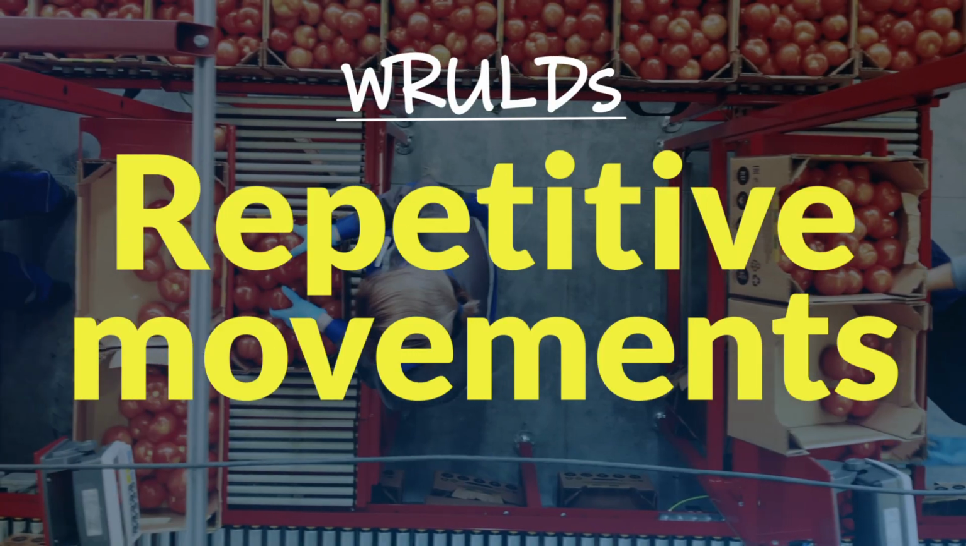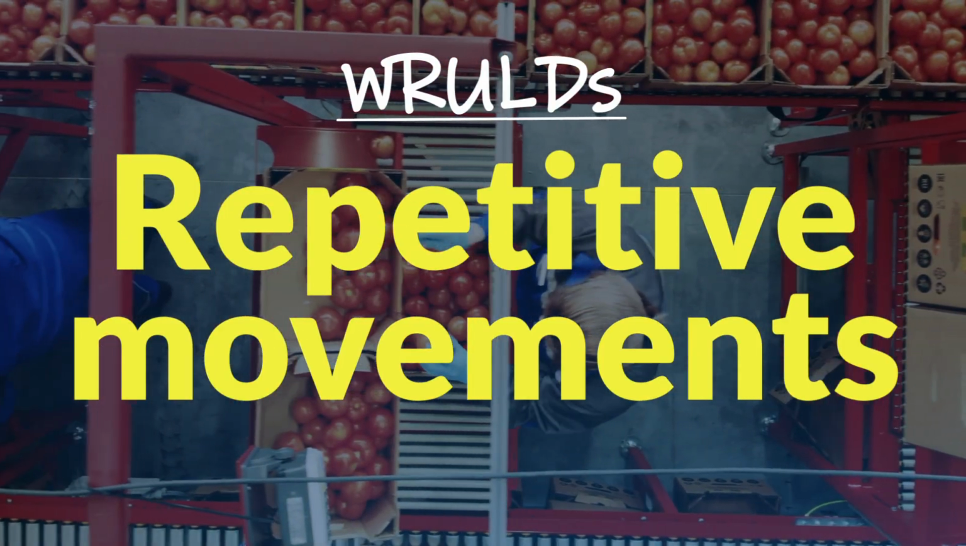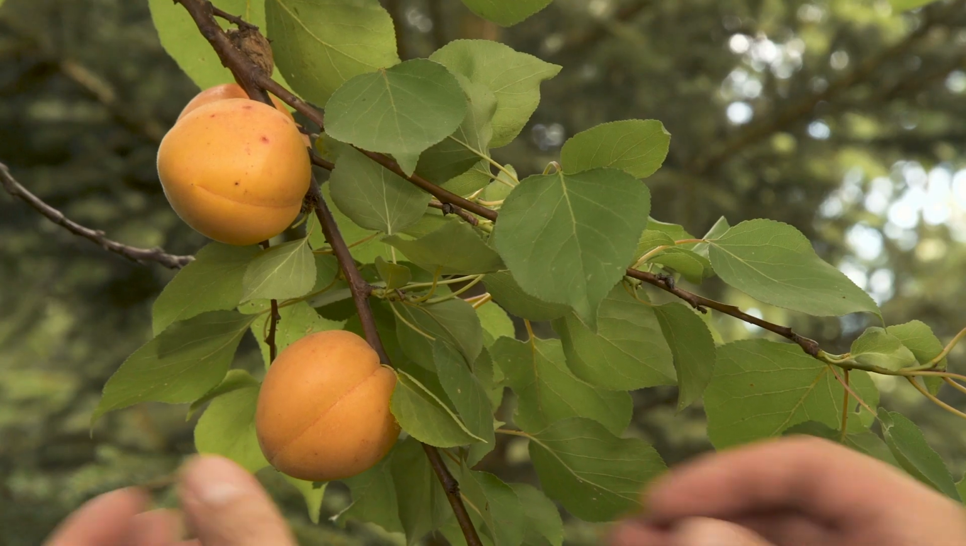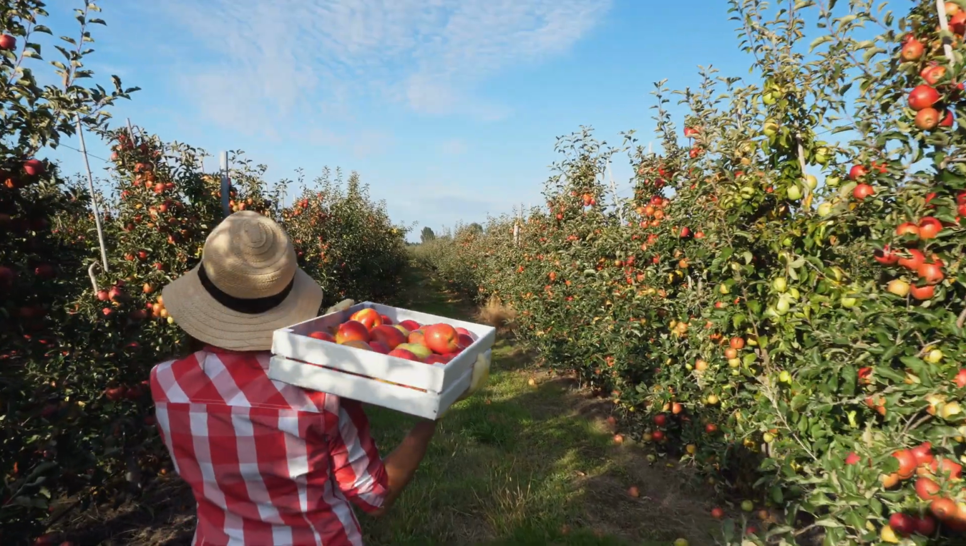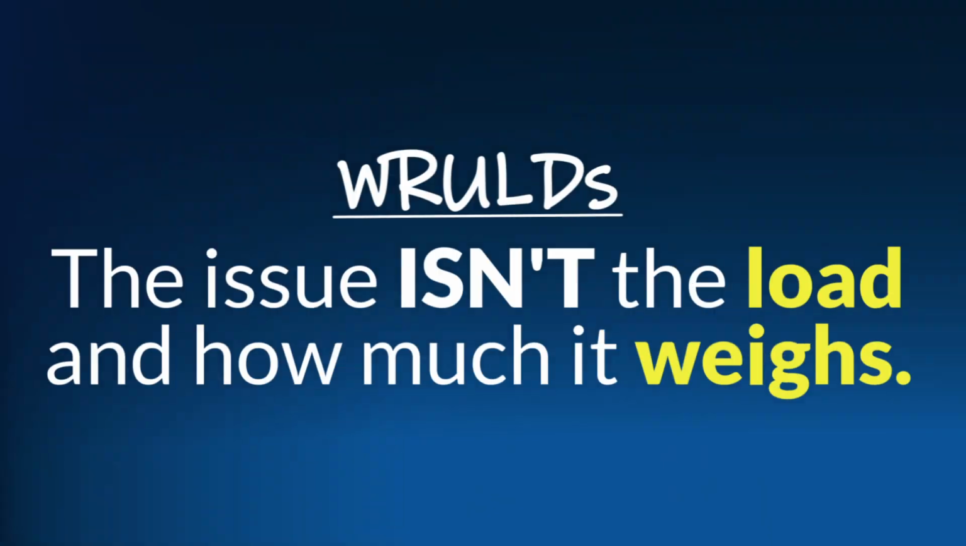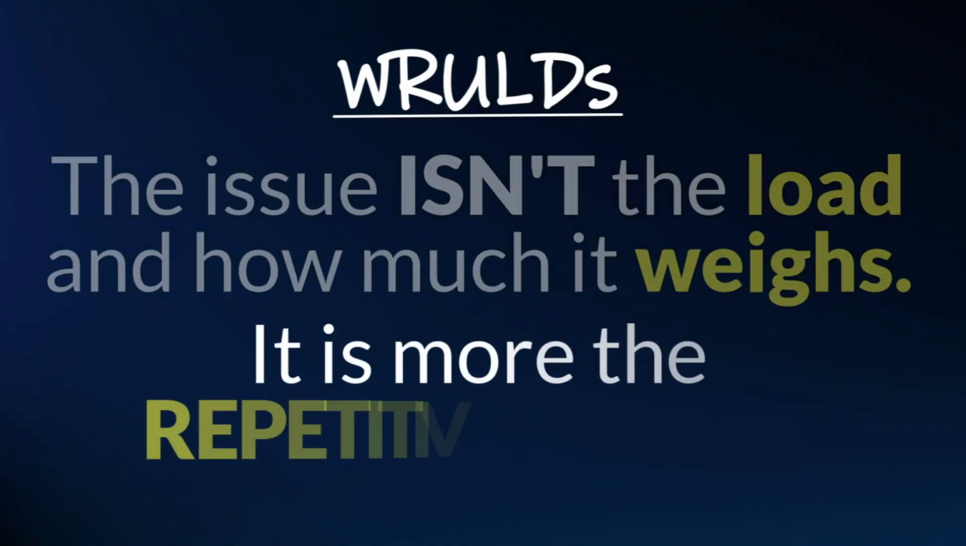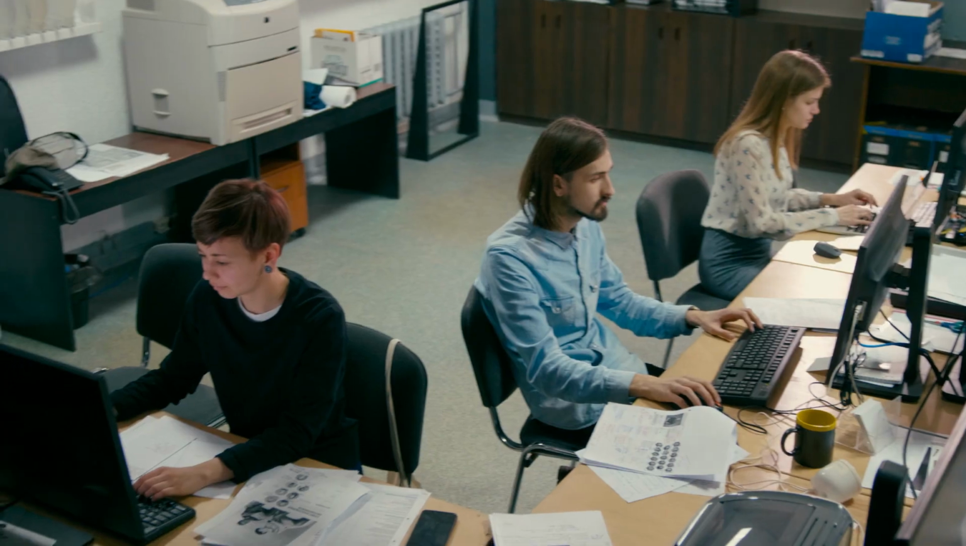The work-related upper limb disorder part of the course, and you've studied this, I hope, doesn't really talk about manual handling. It talks about repetitive movements, which might be manual handling, to be fair, like picking fruit. Or something repetitive like that. There is a small amount of manual handling, but the issue isn't the load and how much it weighs. It's more the repetitiveness, and it's more the strain and the force, maybe the static force, or maybe it's a postural issue, a workstation design issue.